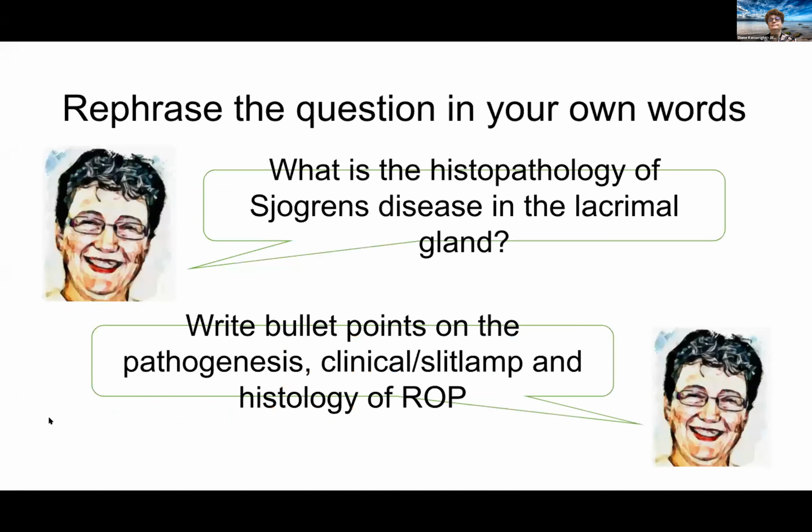So that's deconstruct the question. It can often be useful to rephrase the question in your own way. So the first one, for example, I interpreted as, what is the histopathology of Sjogren's disease in the lacrimal gland? And that was all that was needed to be asked about. And then the second one, it was write bullet points on the pathogenesis, the clinical slit lamp, and the histology of retinopathy of prematurity.